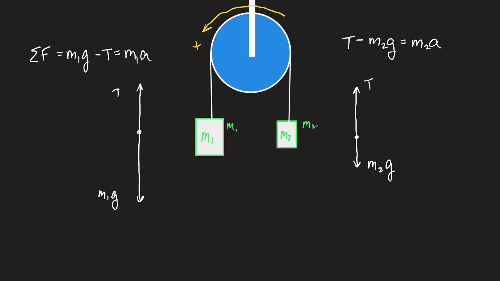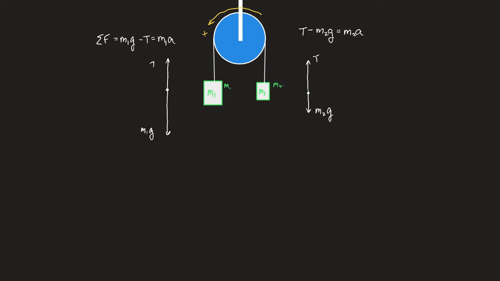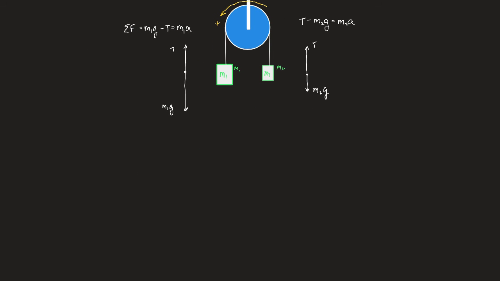Good so far? Got 1 minute or so left to show you this. So M1G minus tension equals M1A. T minus M2G equals M2A. I just wrote them down there. Is that okay?